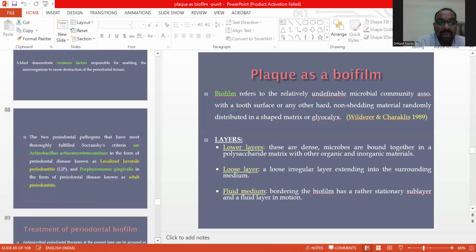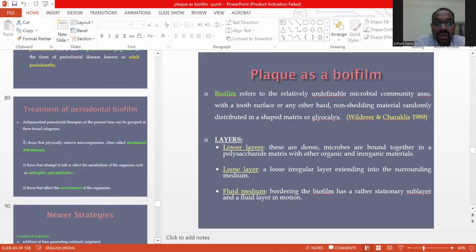The two periodontal pathogens that have most thoroughly fulfilled Socransky's criteria are Actinobacillus actinomycetemcomitans, in the form of periodontal disease known as localized juvenile periodontitis, and Porphyromonas gingivalis, in the form of periodontal disease known as adult periodontitis.